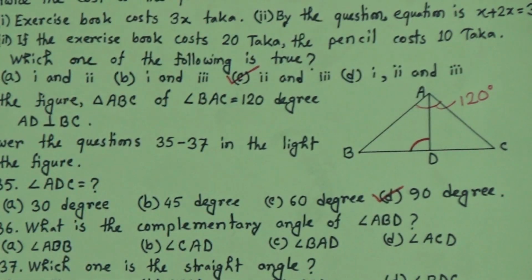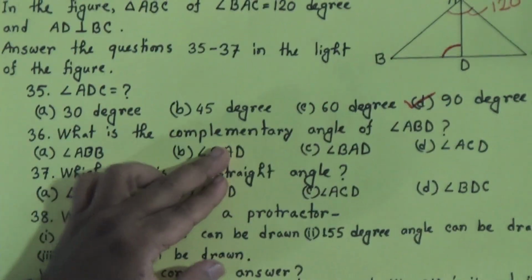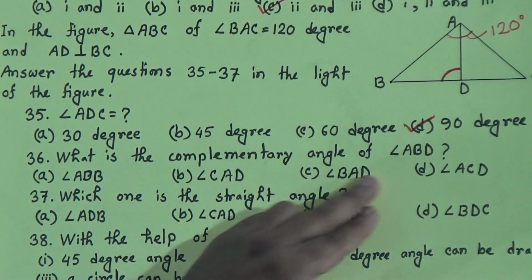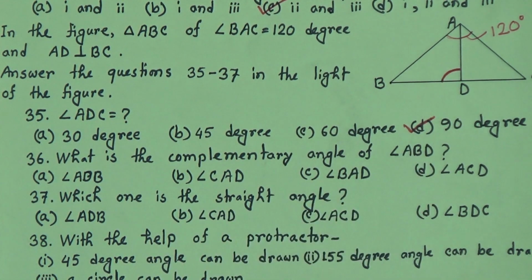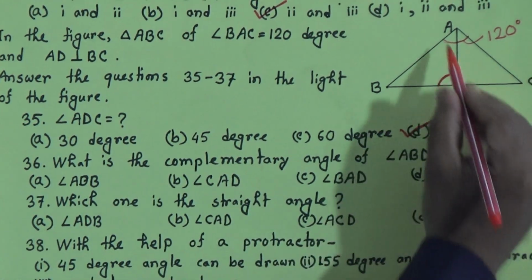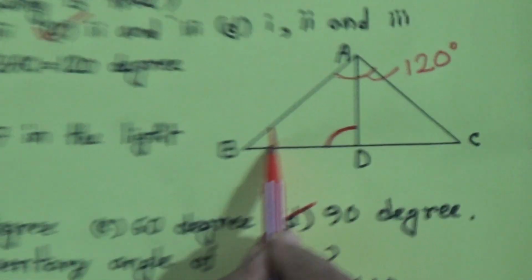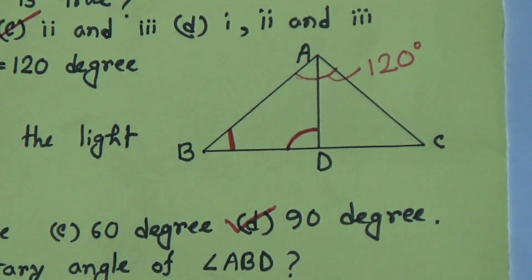Now number 36. What is the complementary angle of angle ABD? Where is angle ABD? That means this angle. We have to find out this angle's complementary angle. Okay. Complementary angle is what? The definition of complementary angle is when the sum of two angle is 90 degree, then that two angles are called complementary angle to each other.